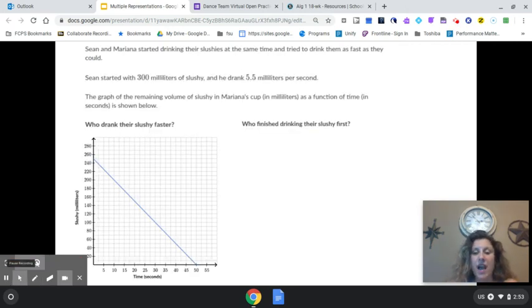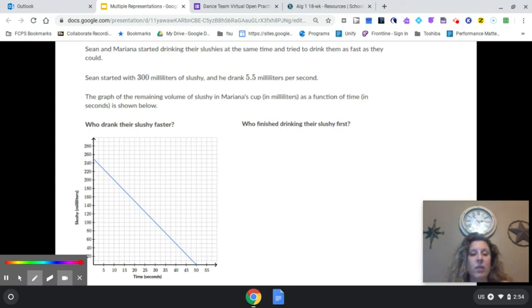Most of the time when we're asked to compare linear functions, it is not just with graphs or the equations, it's actually with word problems. So these next couple of examples are going to go through word problem scenarios where we're asked to compare, again, different forms of linear functions. So the first example says, Sean and Mariana started drinking their slushies at the same time and tried to drink them as fast as they could.